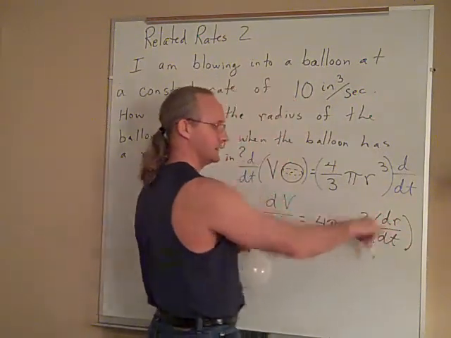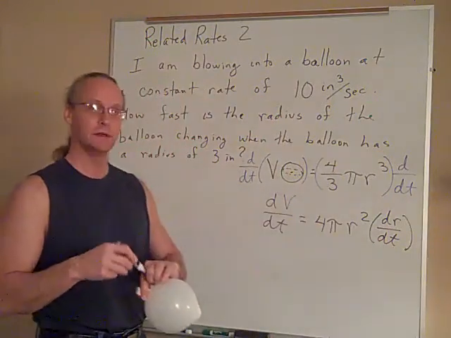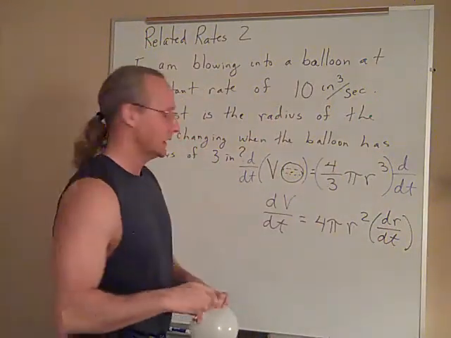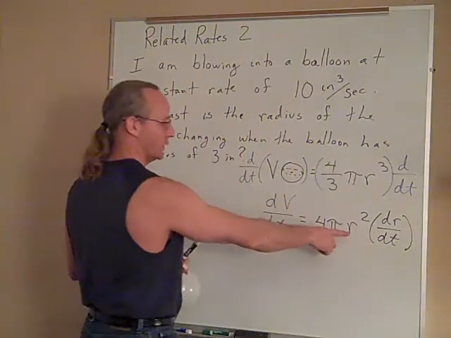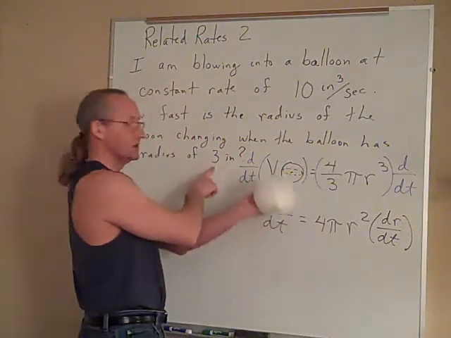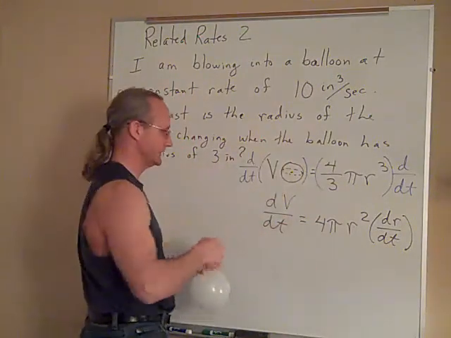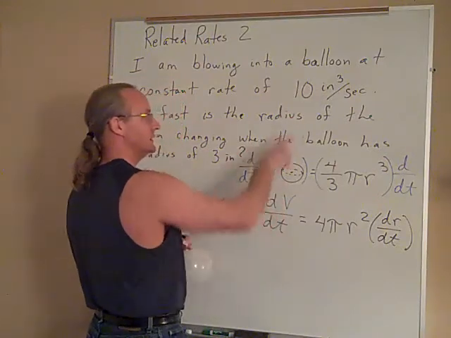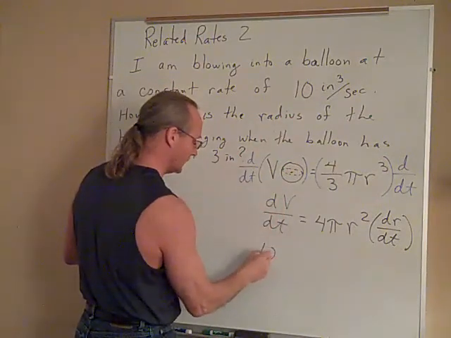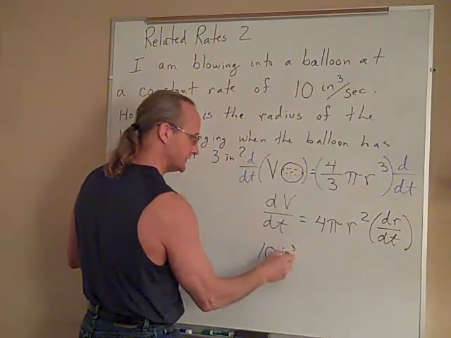That's what I'm looking for. I would like to know what this is. I want to know the instantaneous rate of change of the radius. In order to find it, I have to know what radius I'm interested in. I'm interested when the radius is 3 inches. I know what dV/dt is. It's 10. This is cubic inches per second.